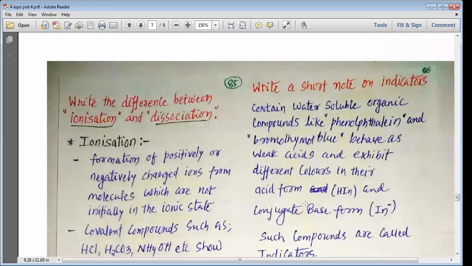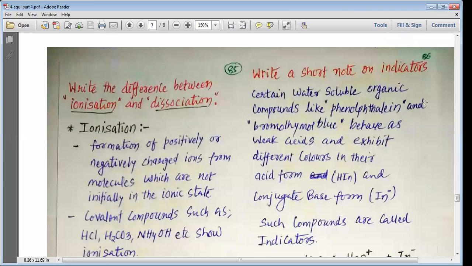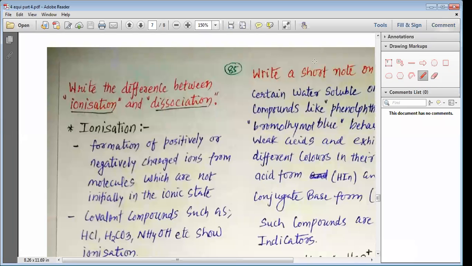So, my dear students, yesterday we studied the conjugate acid-base pair and almost all the various concepts regarding acids and bases. Now, after revision, let us move forward and understand the difference between ionization and dissociation. So, let us study the difference between ionization and dissociation, my dear students.